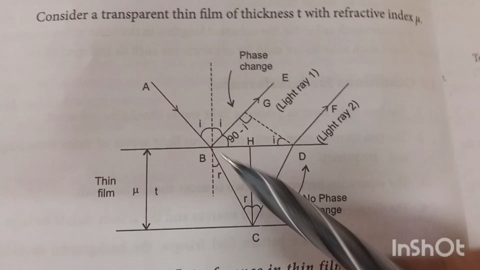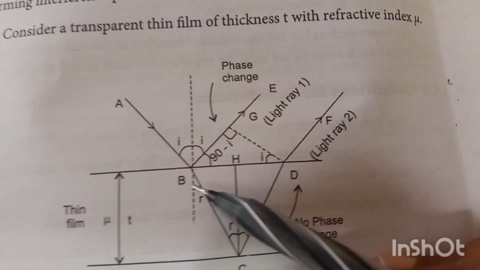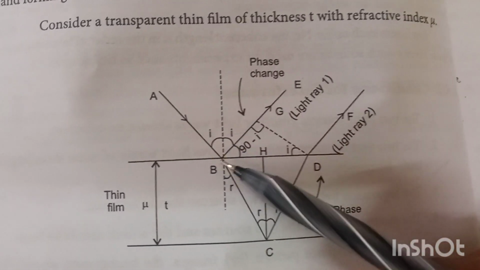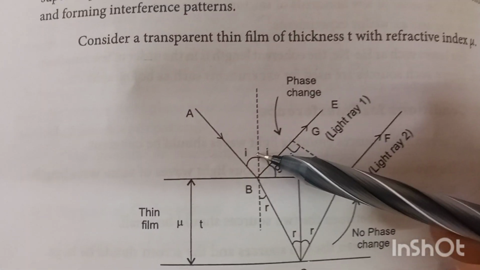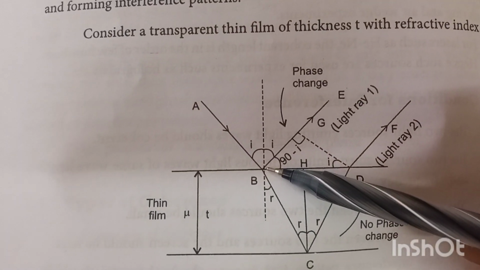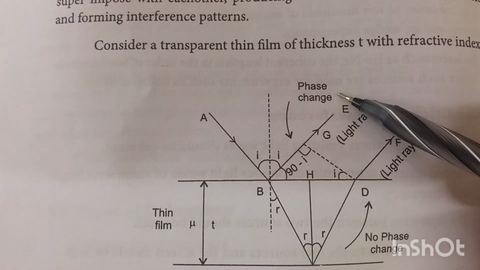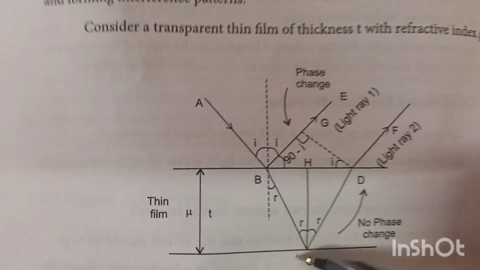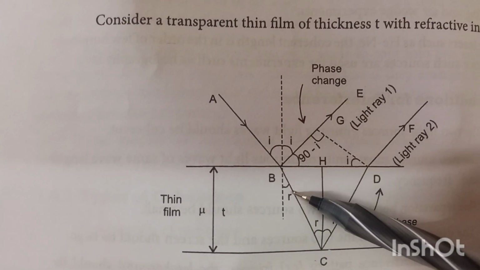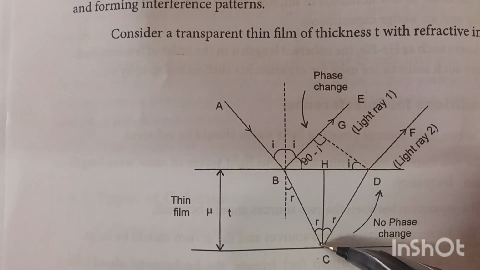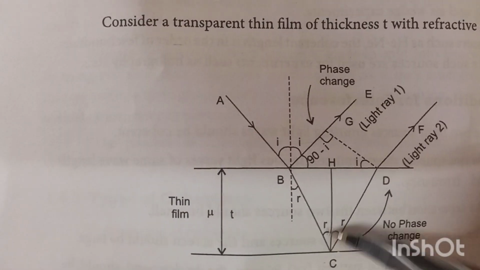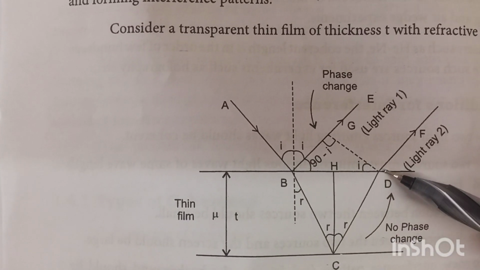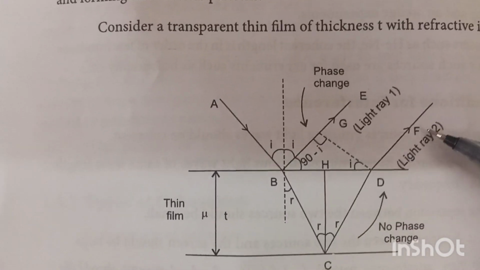So first let us consider a monochromatic light ray. AB is a monochromatic light ray incident at an angle of i on the upper surface of the film. So here BE is the reflected ray and BC is the transmitted ray. Here the angle of refraction is small r. The ray BC will be reflected inside the film and emerges from the film. After that it forms the light ray DF. It is the light ray 2.